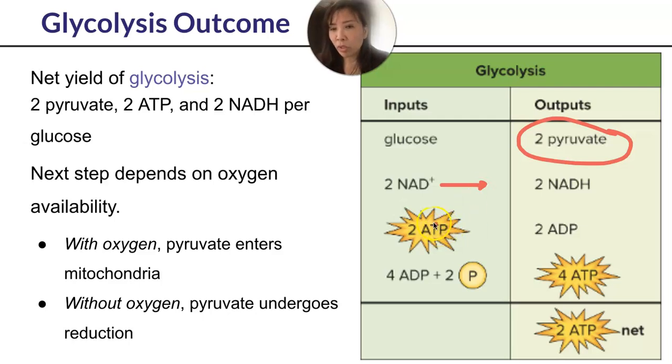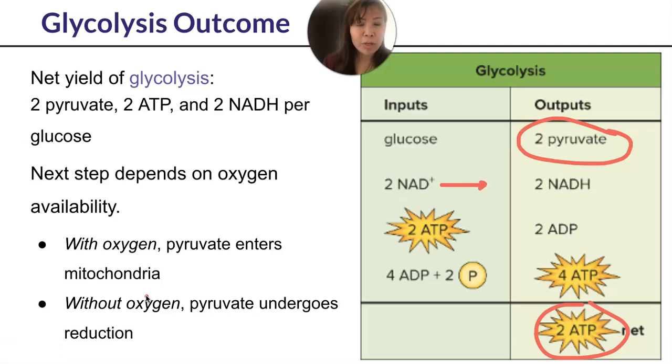Additionally, we're going to make some substrate level ATP. So while we do use some ATP, our end goal is to actually make ATP. While we did use 2 ATP, we also made 4 ATP, which gives us the net result of 2 ATP. And so the next step, like I mentioned before, is really dependent on if oxygen is available.